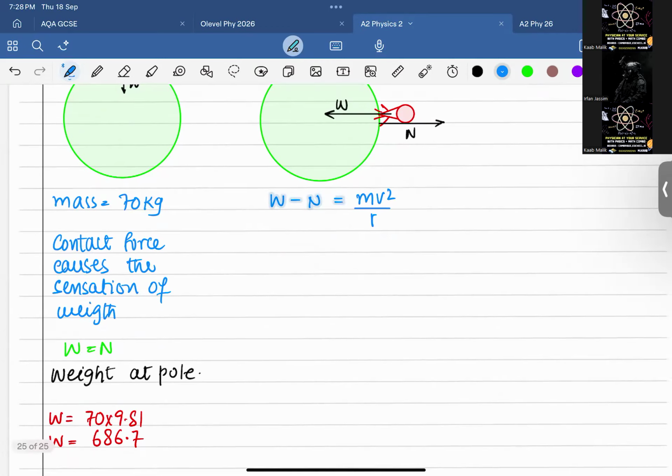Now, the weight is what we found out, so we can put that in. So it will get 686.7 minus the mass of the man, which is 70, times the speed, 463 or 465, divided by the radius of the earth, 6.4 times 10 to the power 6. You have to square it. This will give you N, and N is basically the sensation of the weight, right? So can you find the weight, please?